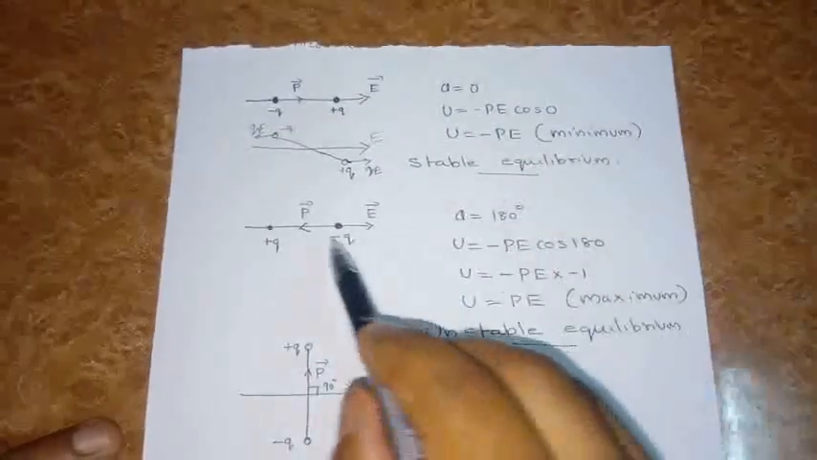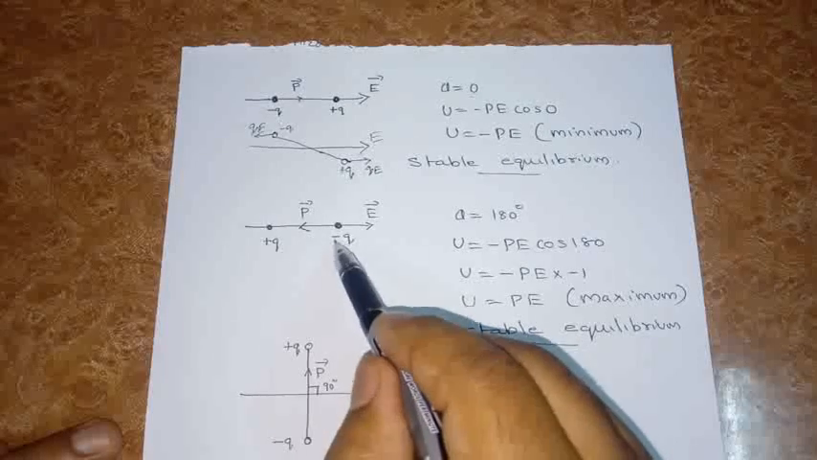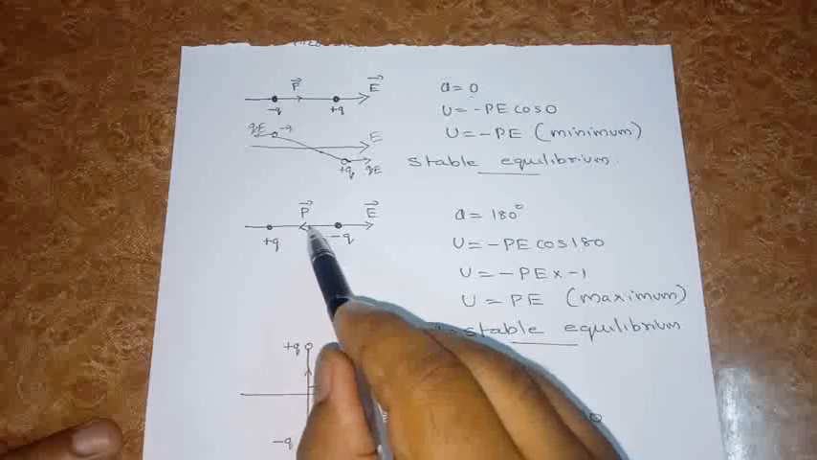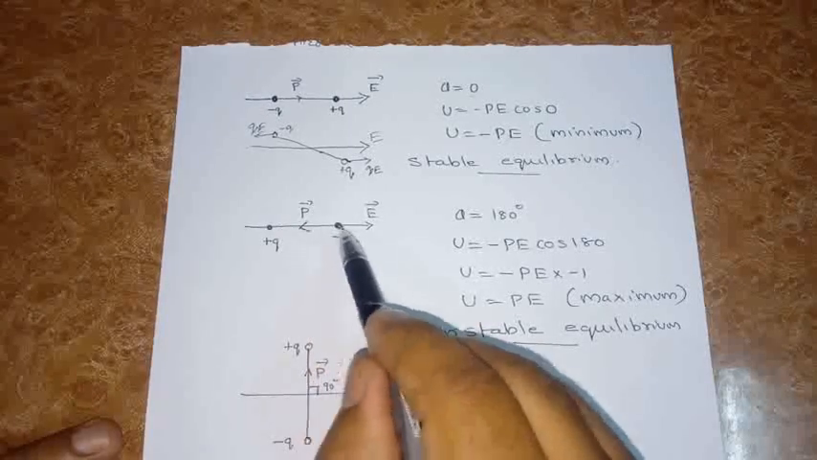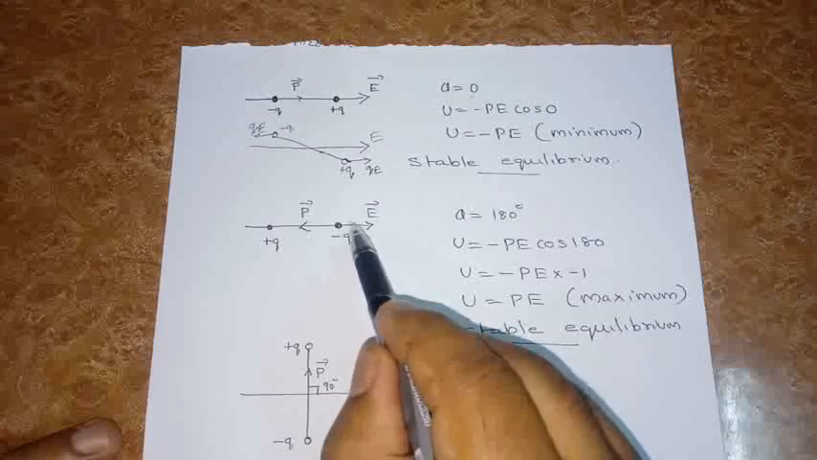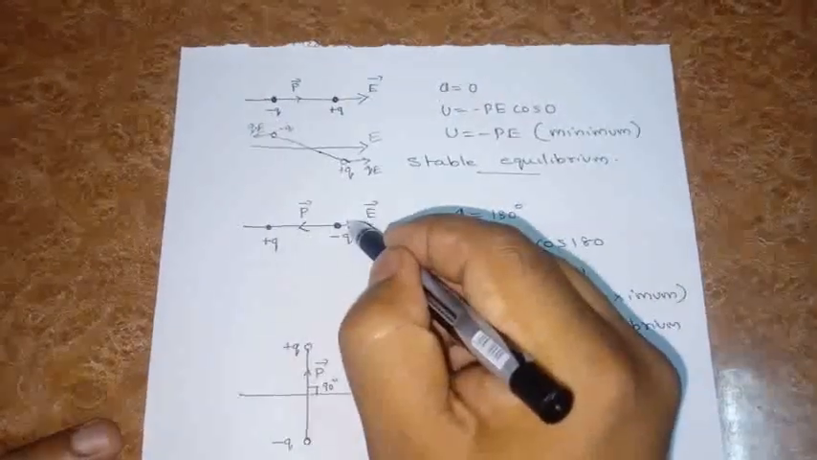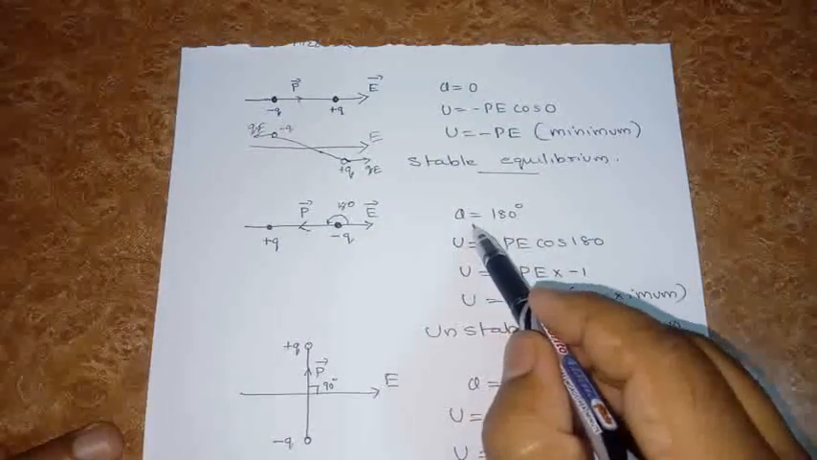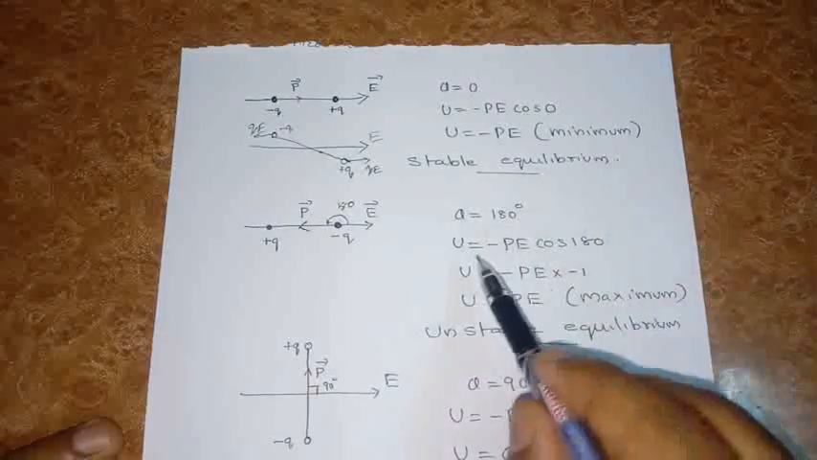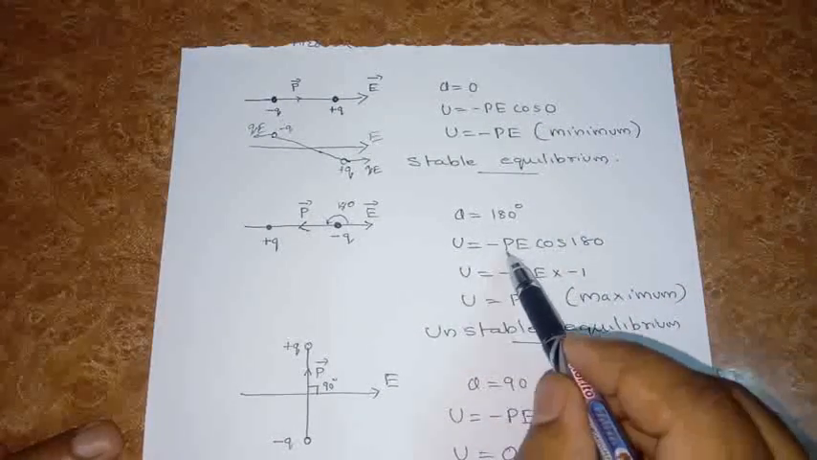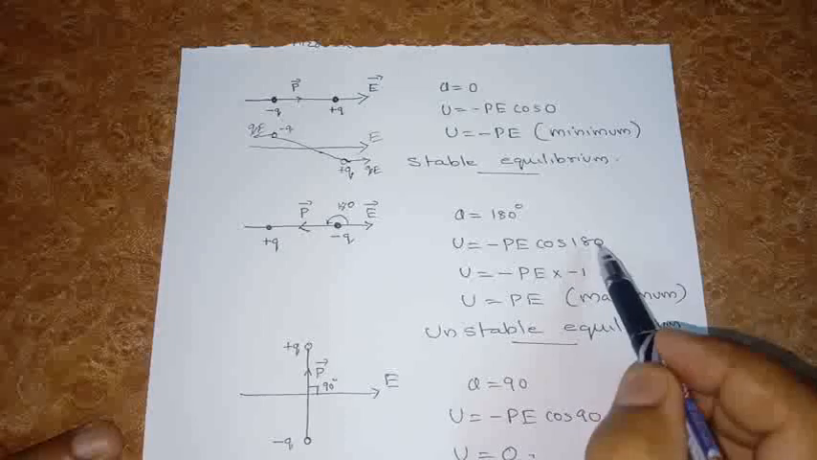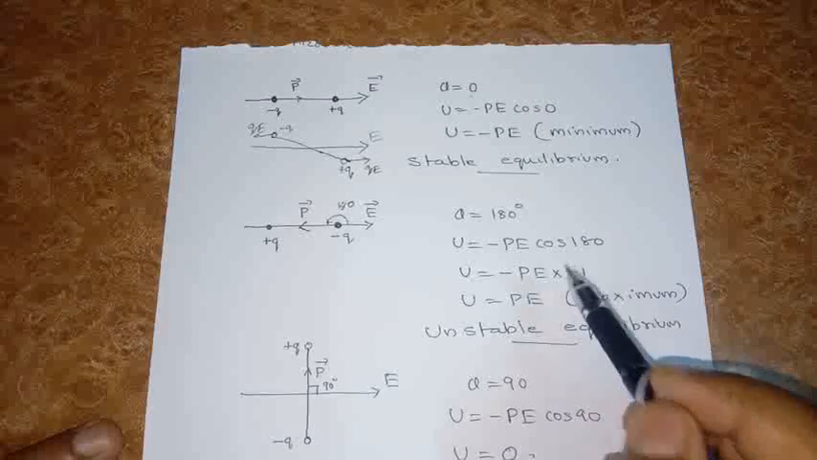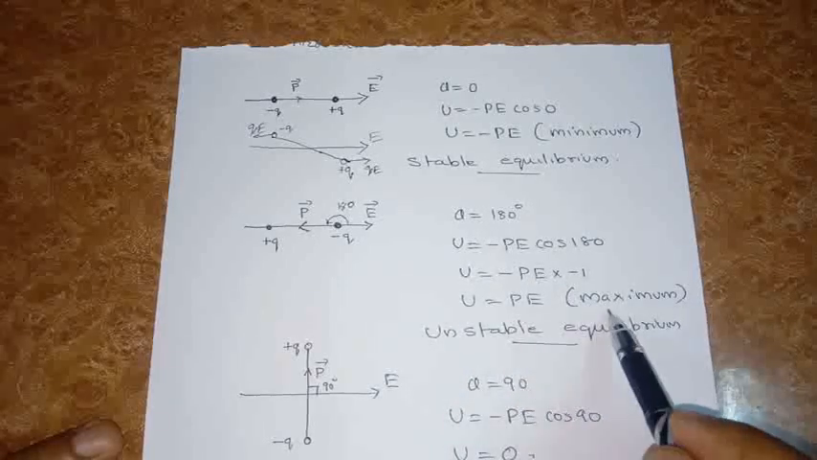Now case 2: the dipole moment vector and electric field are opposite to each other. That is possible only if the dipole is placed like this. Negative charge is here and positive charge is here. The dipole moment vector is always from negative charge to positive charge. The electric field is like this. So the electric field and dipole moment vector have an angle of 180 degrees. So potential energy U is equal to minus PE into cos of 180. Cos of 180 is equal to minus 1. Potential energy U is equal to minus P into minus 1. U is equal to PE, maximum.